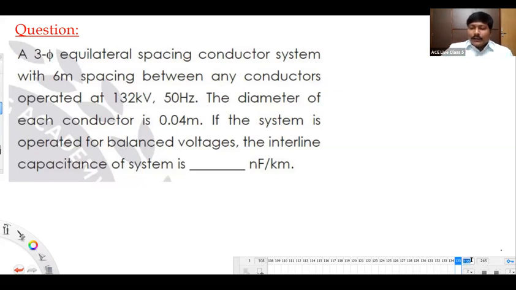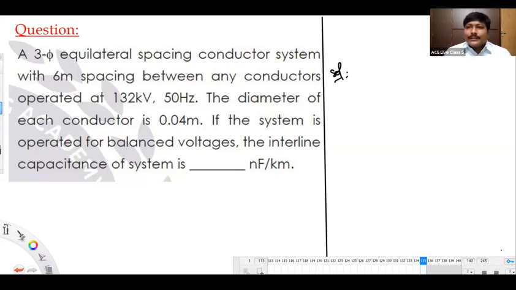If you look into this question properly, what you can understand is we have an equilateral spacing system. That's one statement he said in the first line. So let me show that equilateral spacing system. This is a phase A conductor, and phase B conductor is also of the same size, and phase C conductor is also of the same size. So these are the conductors A, B, C.